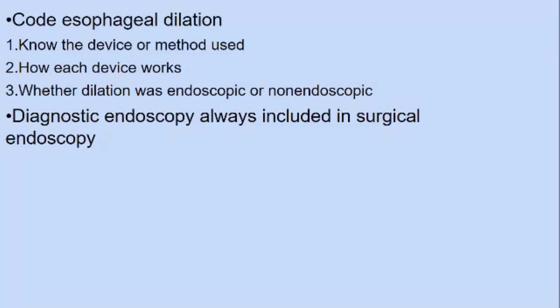So to code esophageal dilation, the first thing you need to know is the device or the method used. The second is how each device works. And third, whether dilation was endoscopic or non-endoscopic. All that's going to be clear to you when you look at your medical record or your medical scenario. Diagnostic endoscopy is always included in the surgical endoscopy because we have to diagnose to do the surgery, right?